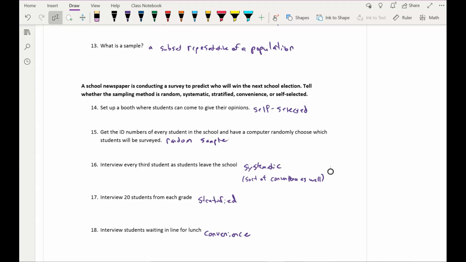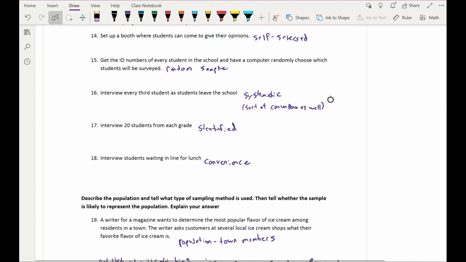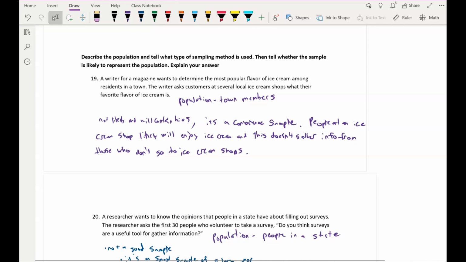Okay, now 16, I would argue, is probably the one that can most arguably be two different things. They interview every third student as students leave the school. That is a good example of systematic. It's also sort of a convenience sampling method as well, since they're just getting kids as they leave the school. But it's more systematic because there is a rule that's going on. They're taking every third student. All right.